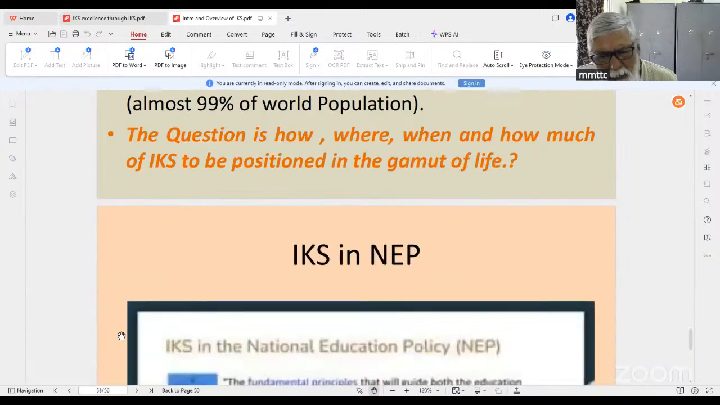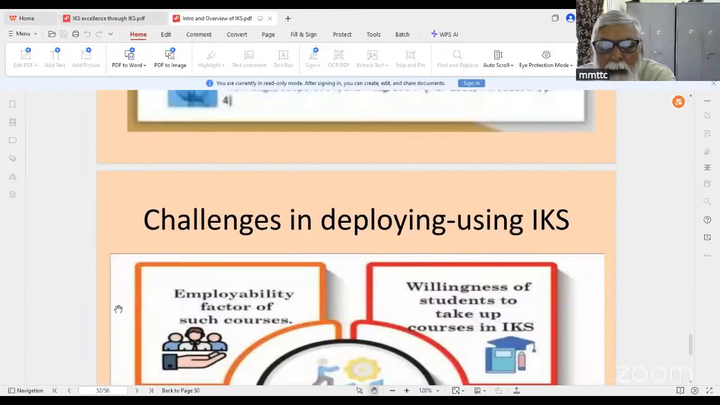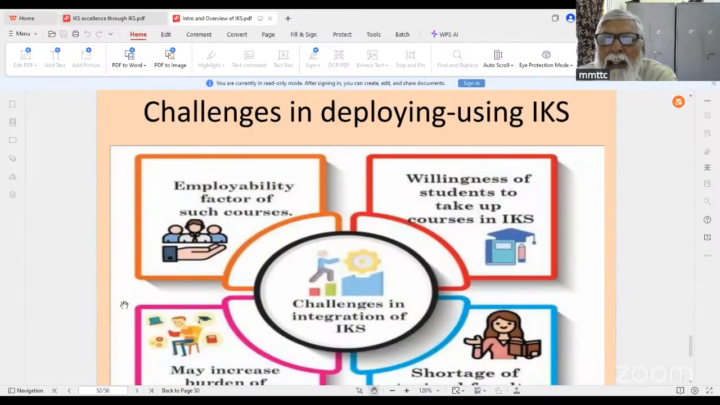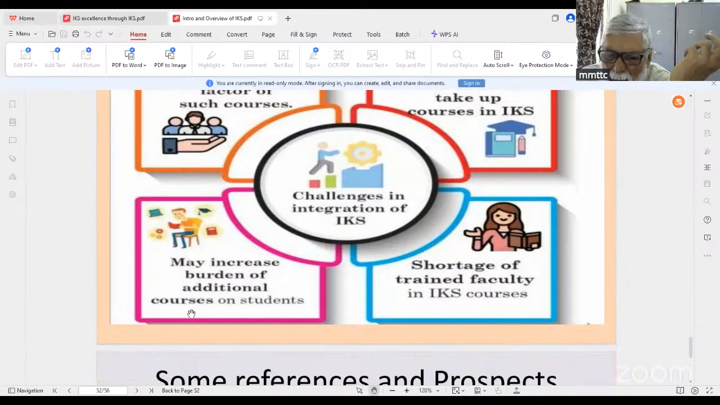That's the thing. Of course, NEP has made it a policy. There are problems, for example, of putting in IKS. How many will get a job if they know IKS well? How many students want to take up courses in IKS? There is a serious shortage of trained faculty in IKS, and it will increase the burden of additional courses on students, which are already burdensome. So we have to address all this.